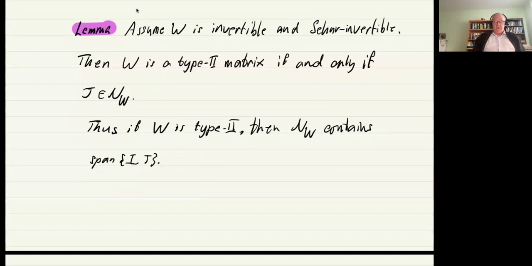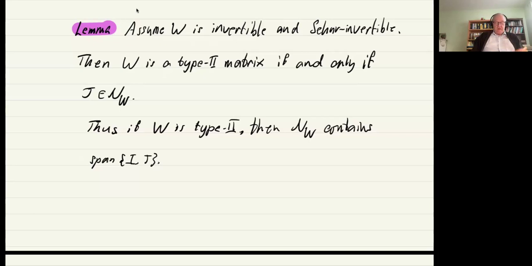Yeah, and I'll list this because this is a nice exercise. It's not especially difficult, and it's worth thinking about. So we have a second characterization. Once we have the Nomura algebra in hand, we have a second characterization of type 2 matrices. We have the definition, or now we could equally well say that J lies in the Nomura algebra.